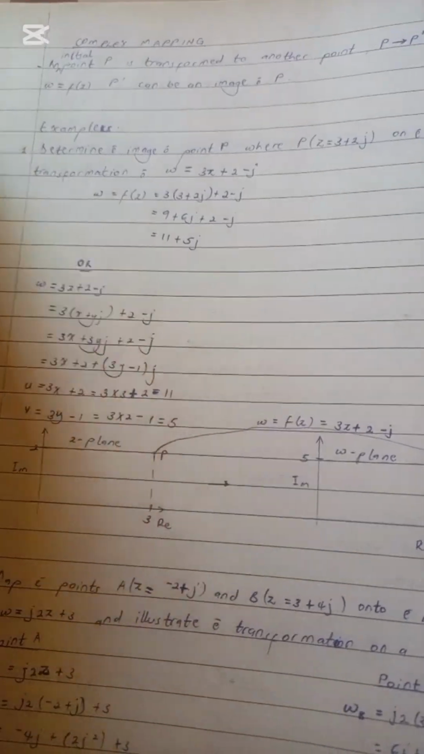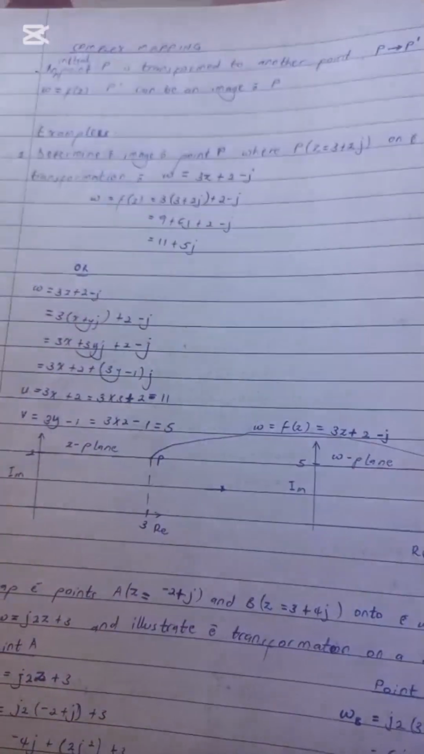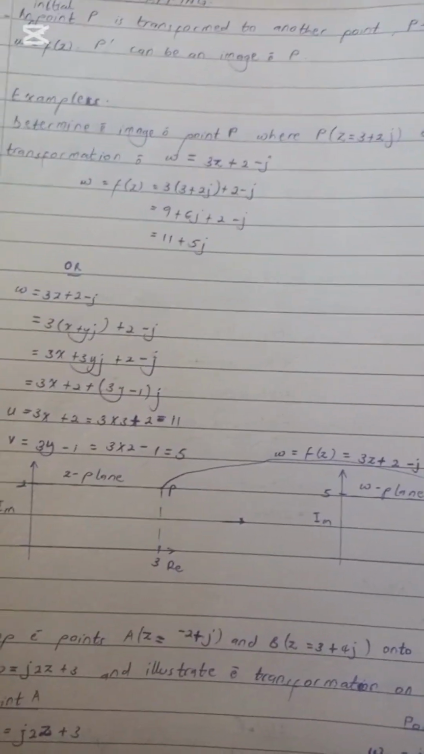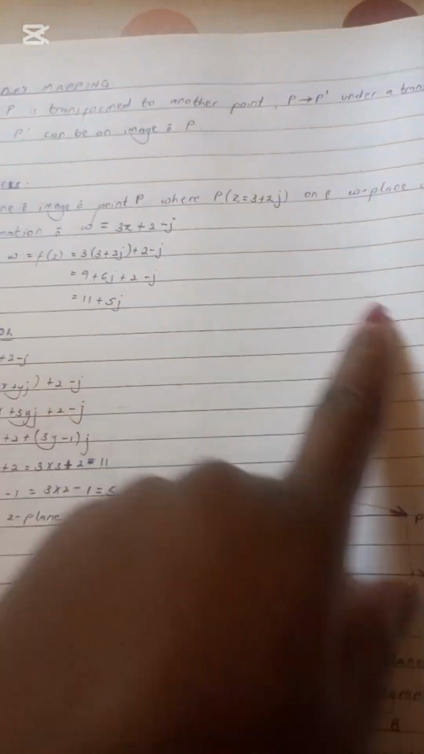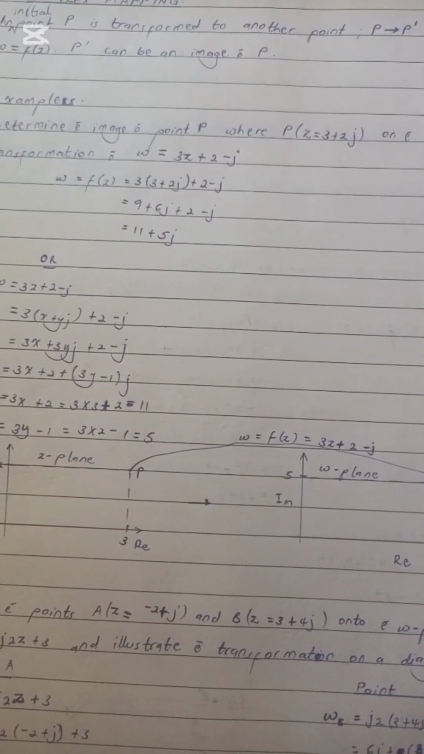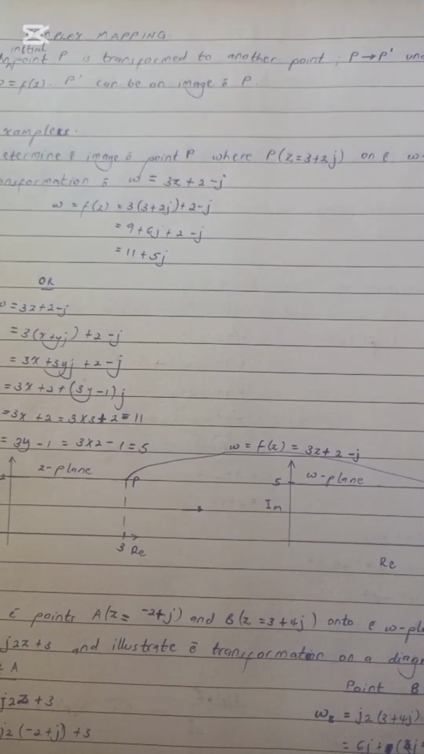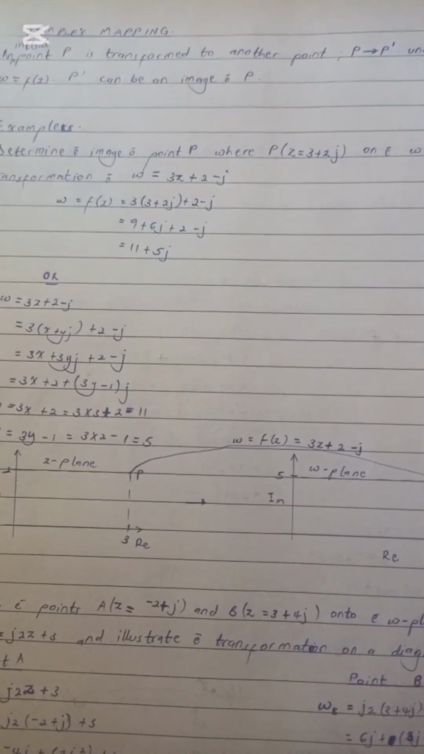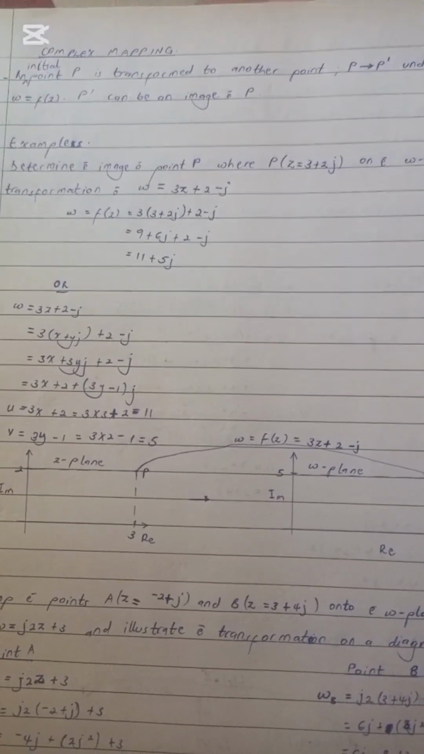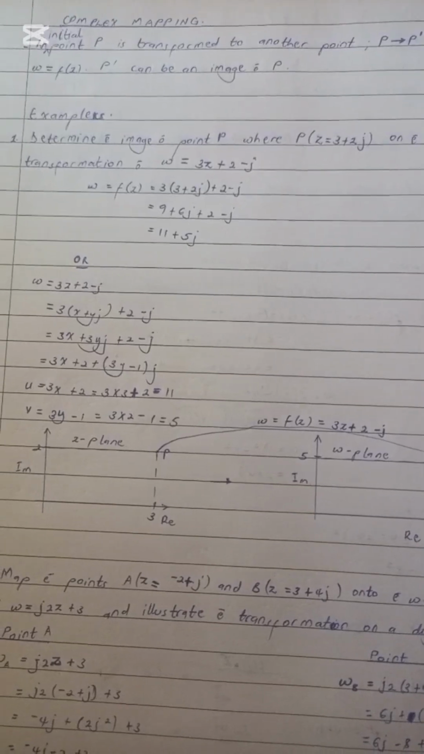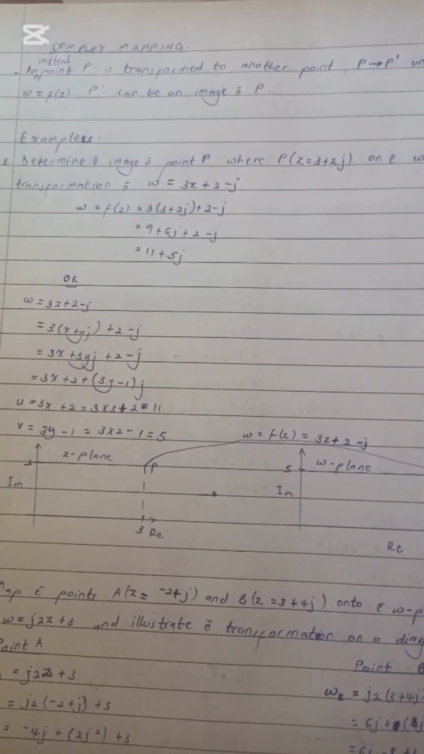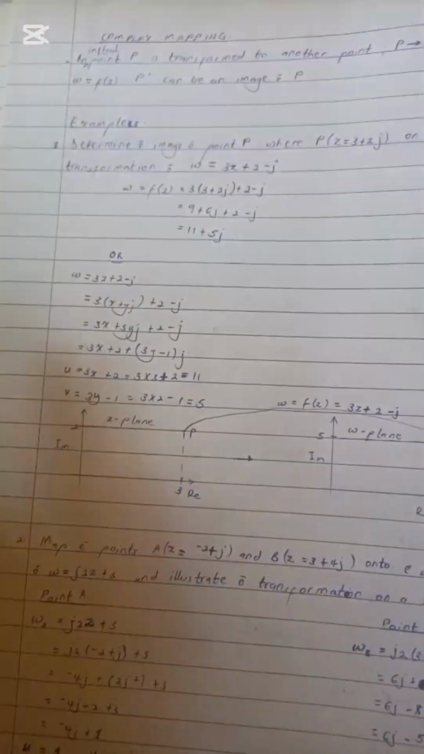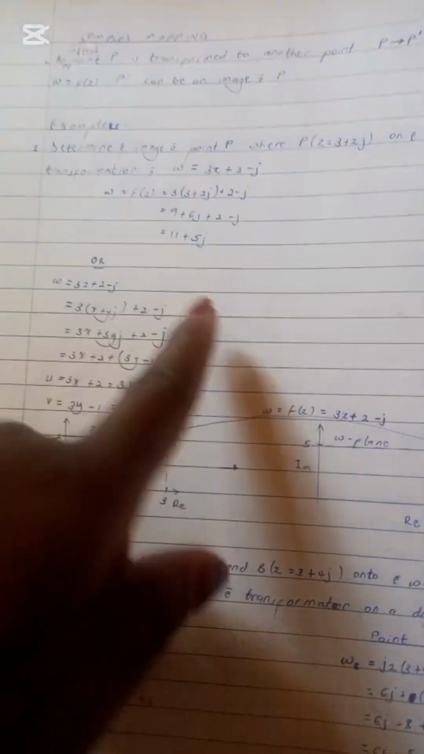Or sometimes they give you the W plane values, then you have to transform it back to the Z plane, okay? Now, the first example we have here is: determine the image of a point P, where the P in brackets, the Z values are these, on our W plane under a transformation of W equals that. And remember from complex mapping, Z is equal to X plus YJ, where X is the real part and YJ is always the imaginary part.